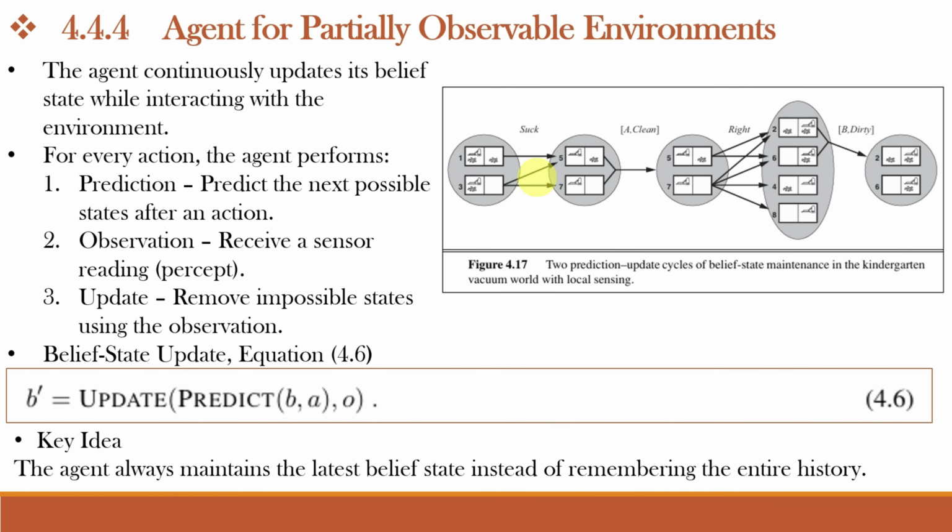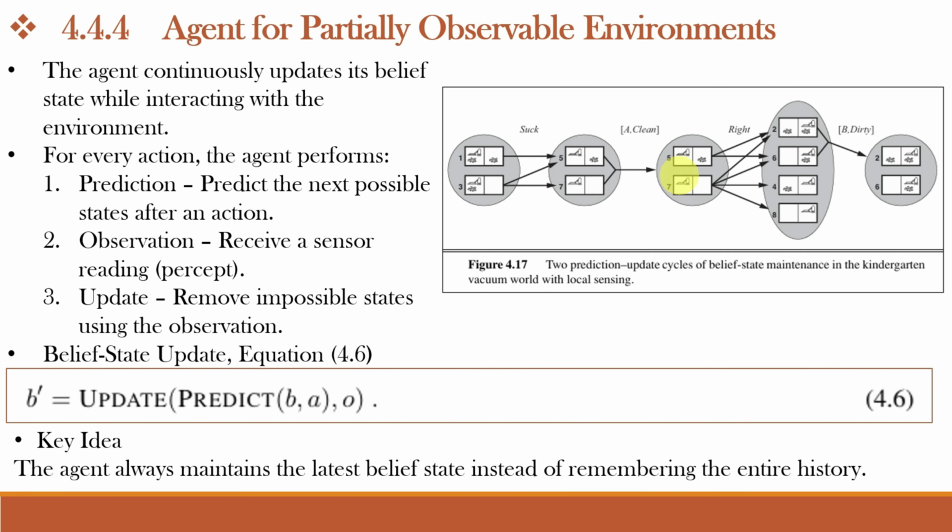In both possible states, the left room is dirty, so the dirt is removed for both the states, and now the belief state becomes {5, 7}. At this stage also, the agent is still not sure whether it is in state 5 or state 7. Now the agent checks the sensor. The sensor says A, clean. This observation confirms that the left square has become clean. Still, notice that this observation does not reduce the belief state further. The agent is still uncertain whether it is in state 5 or state 7. So the belief state remains {5, 7}.